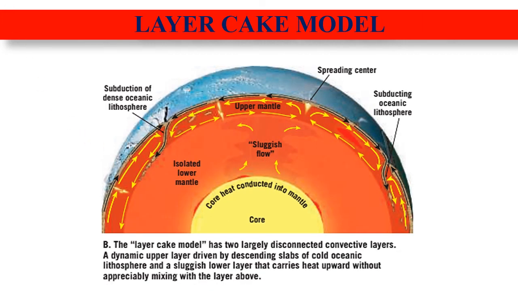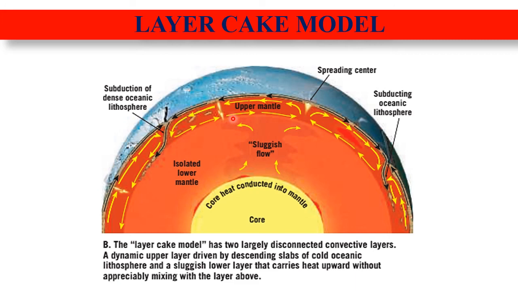The second mantle convection model is the layer cake model. Some researchers argue that the mantle resembles a layer cake divided at a depth of perhaps 660 km, the 660 km discontinuity, but no deeper than 1000 kilometers, as we can see in this diagram. The layer model has two zones of convection: a thin dynamic layer in the upper mantle and a thick, larger, sluggish layer located below the upper mantle.